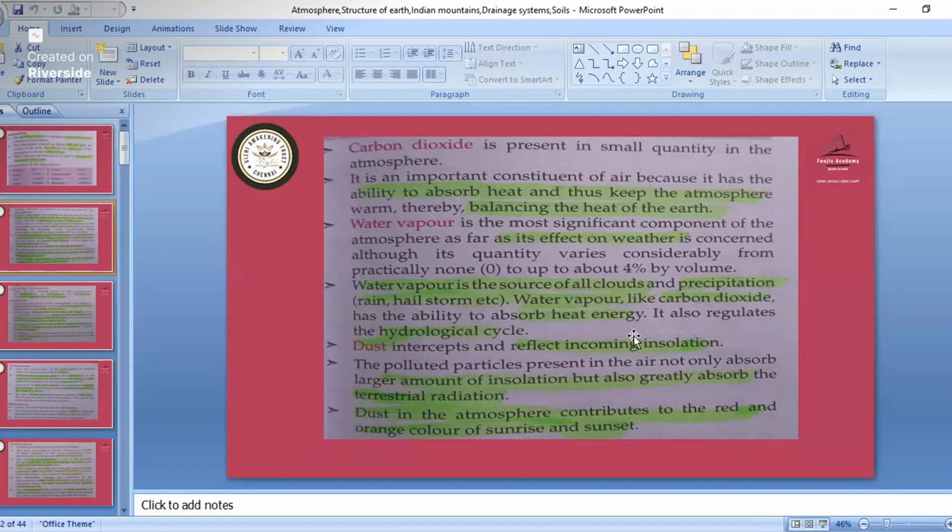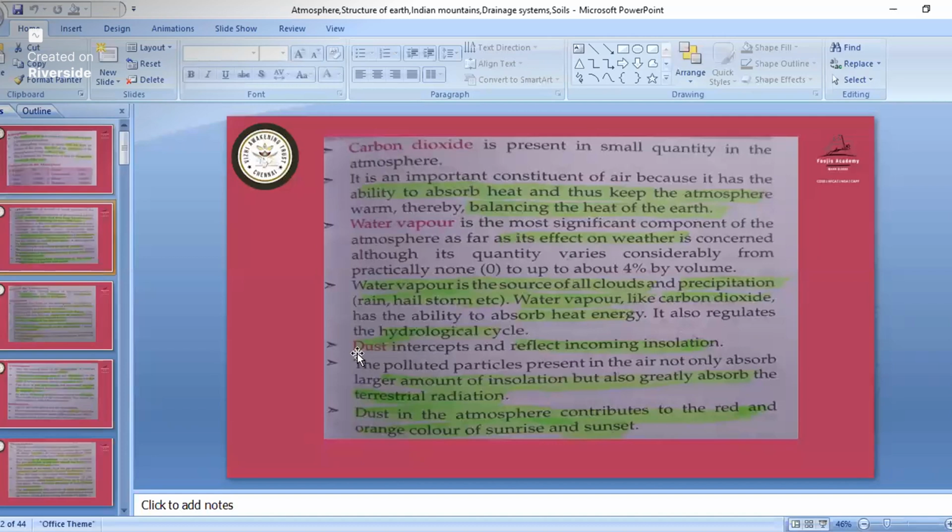It has the ability to absorb heat energy. So with carbon dioxide, water vapor also absorbs heat energy. It also regulates the hydrological cycle. Because of water vapor only, this hydrological cycle is regulated.